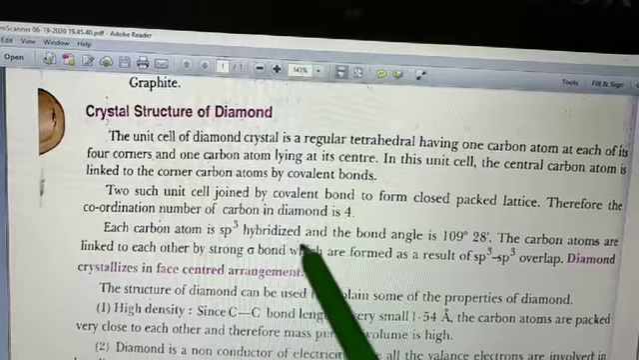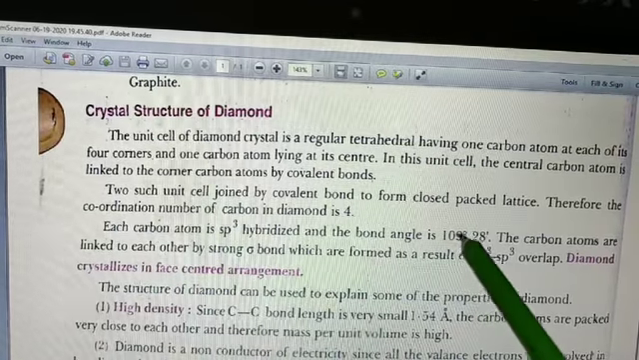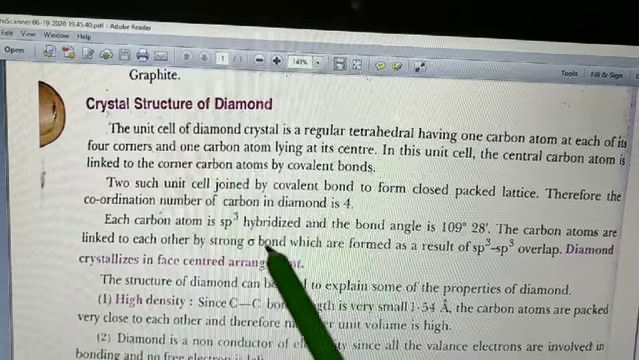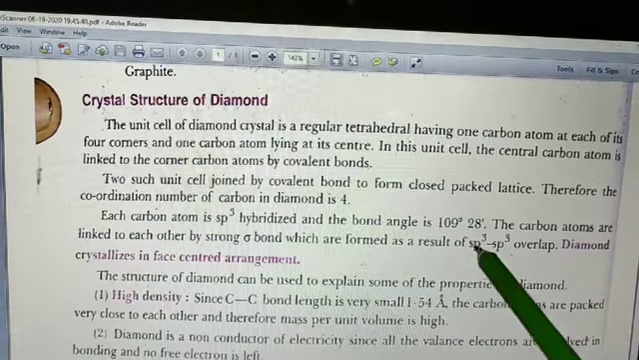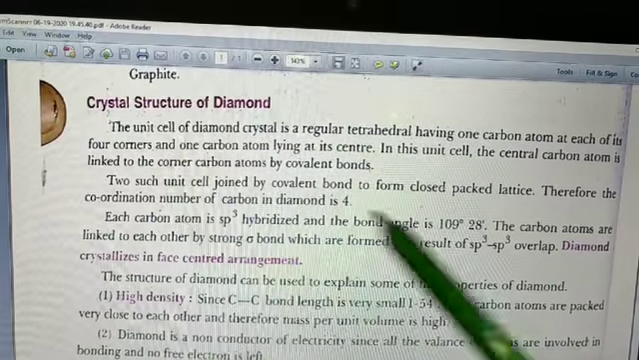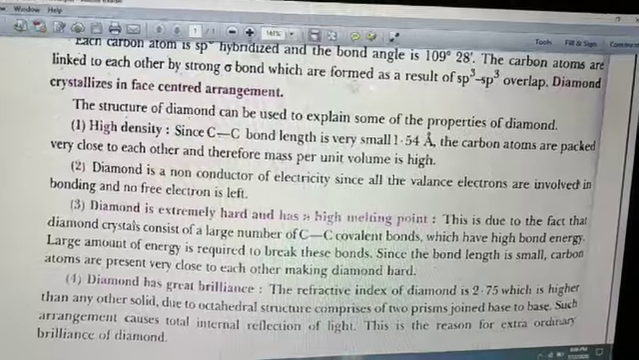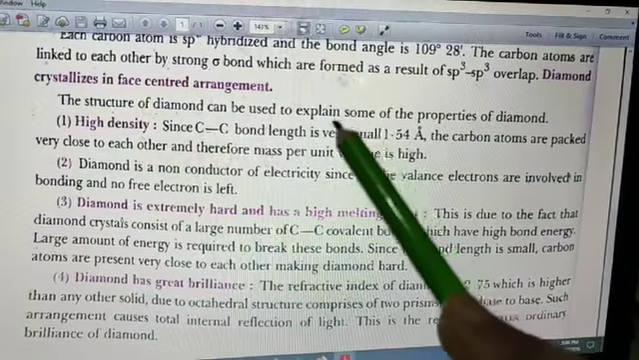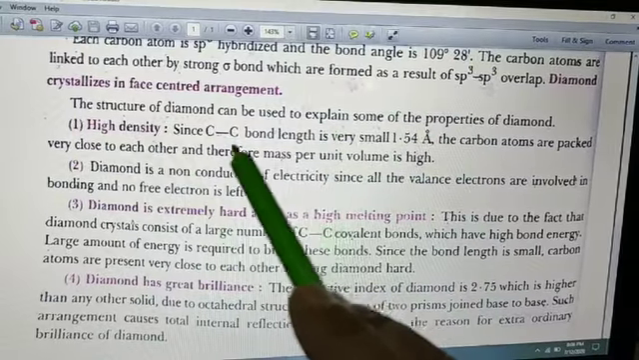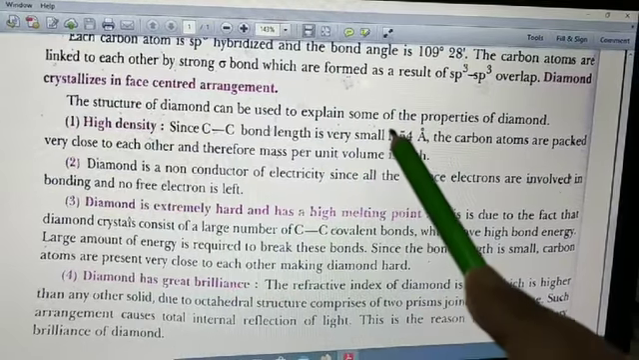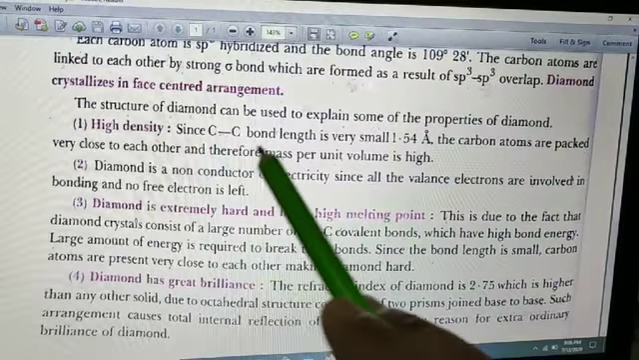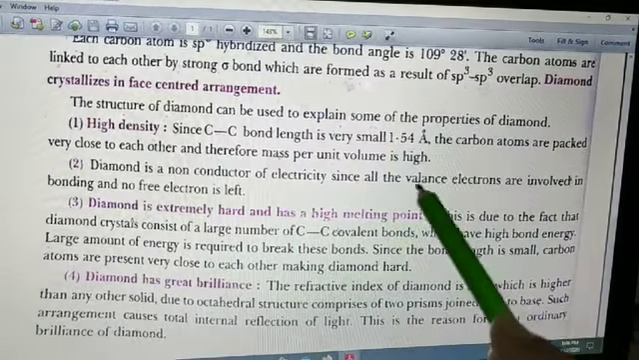Each carbon atom is sp3 hybridized and the bond angle is 109 degrees 28 minutes. The carbon atoms are linked to each other by strong sigma bonds which are formed as a result of sp3 overlap, and diamond crystallizes in FCC structure. The structure of diamond can be used to explain some of its properties. Number 1 is high density. Since the carbon-carbon bond length is very small, that is 1.54 Angstrom, the carbon atoms are packed very close to each other and therefore mass per unit volume is high.